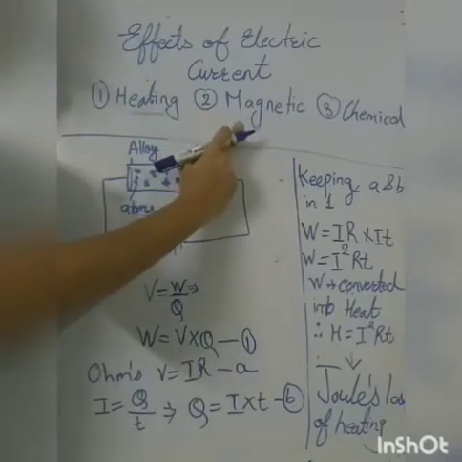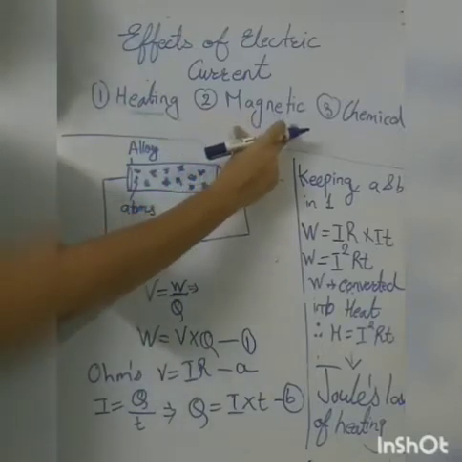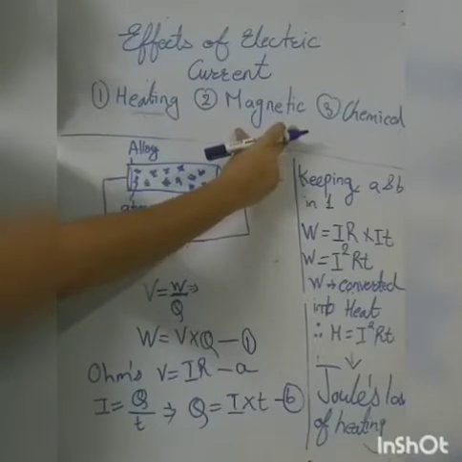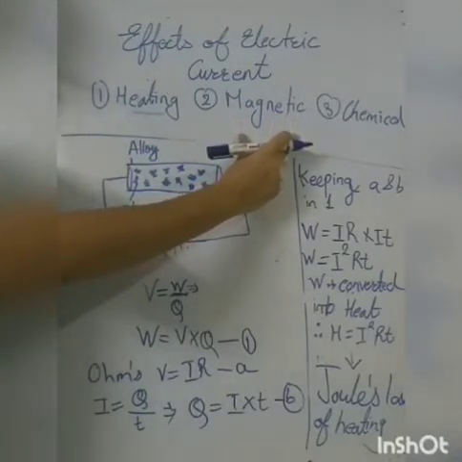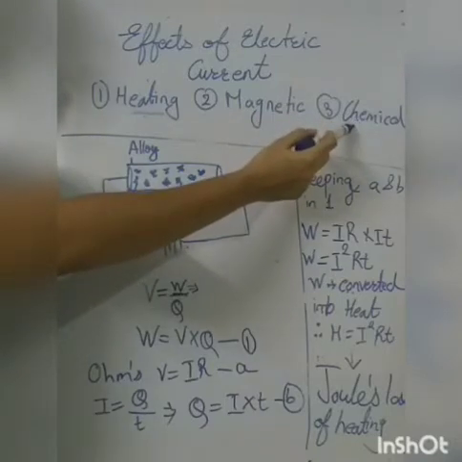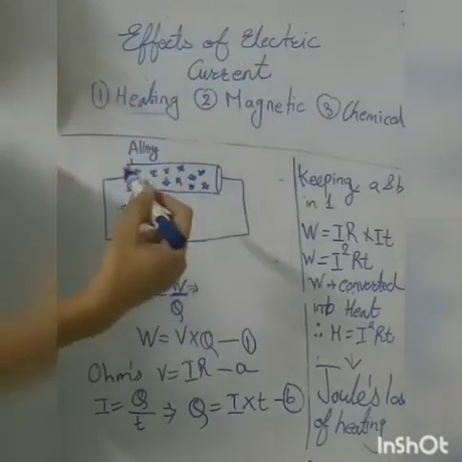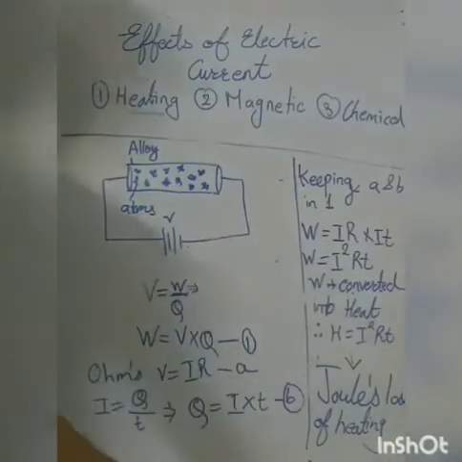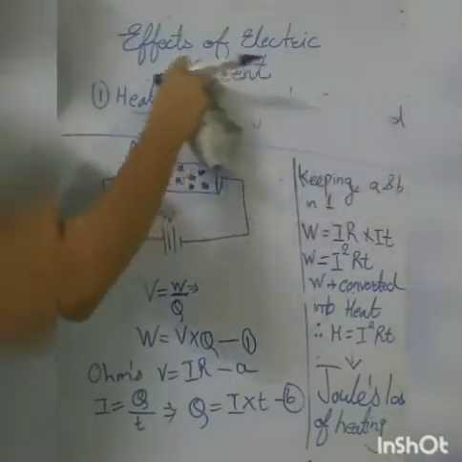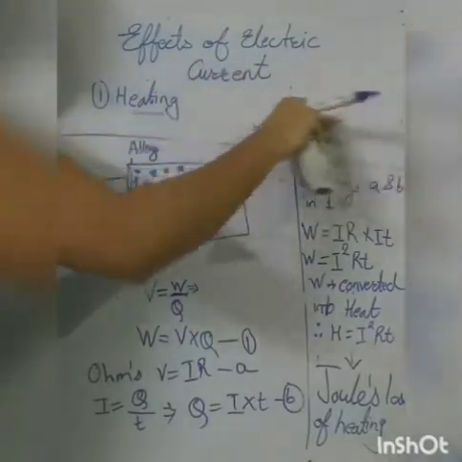Magnet and magnetic effect is your next lesson. So you will study in detail about magnet and magnetic effect in your next lesson. Chemical effect you are going to study in your higher classes. So let's begin with the heating effect.